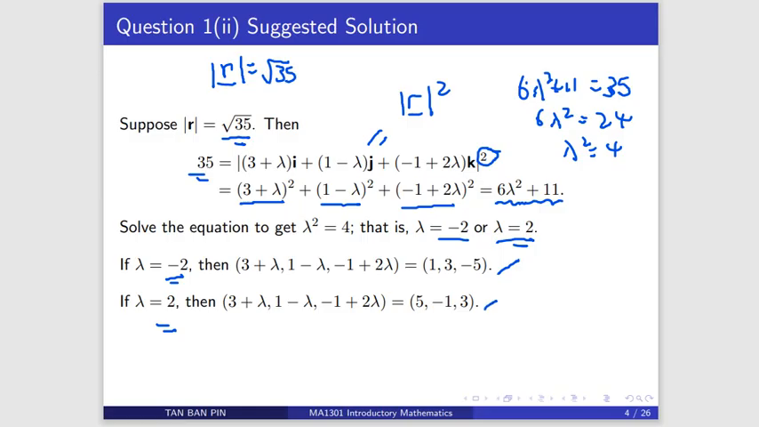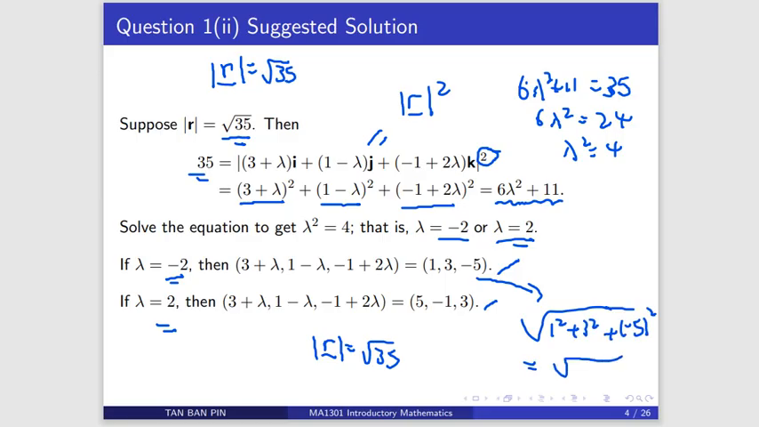For these 2 points, the magnitude of r will be square root 35. You can just double check. If you find the magnitude, it will be the square root of 1 squared plus 3 squared plus minus 5 squared, so the square root of 1 plus 9 plus 25. 1 plus 9 is 10, plus 25 will be 35. So square root 35, right? Then the same thing for this one, 5, minus 1 and 3, makes up the same 3 numbers. You can do this to double check your answer.